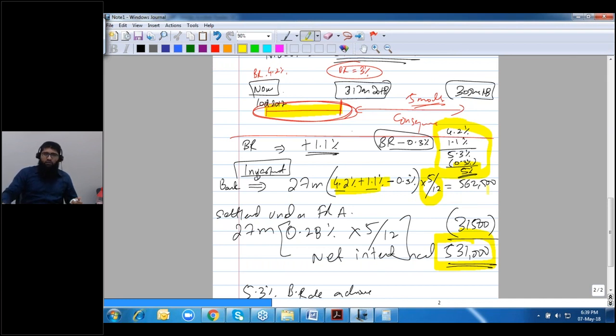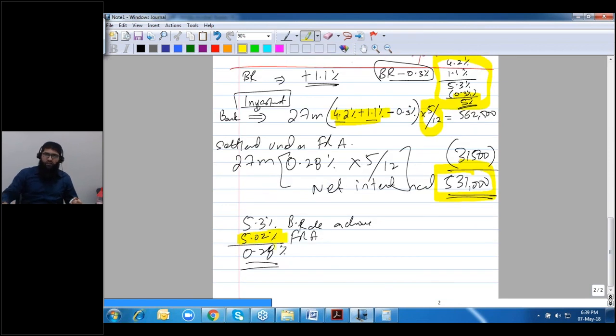Now the bank with whom we had entered into FRA told us that, look, we agreed to an FRA of 5.02%. That means we agreed that you will be achieving a base rate of 5.02%. But now, since you have deposited into the bank and received 5.3%, you need to return this 0.28% back to us. So we need to return this money back to them. 0.28% into 27 million into 5/12 gives you 31,500. So you end up achieving a net interest of 531,000.